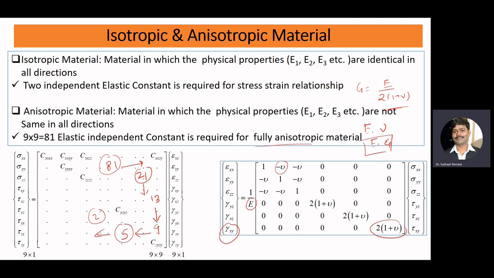Next, we are going to see how we can obtain an isotropic material, and what are the conditions we need to consider to achieve our isotropic material from our anisotropic material.